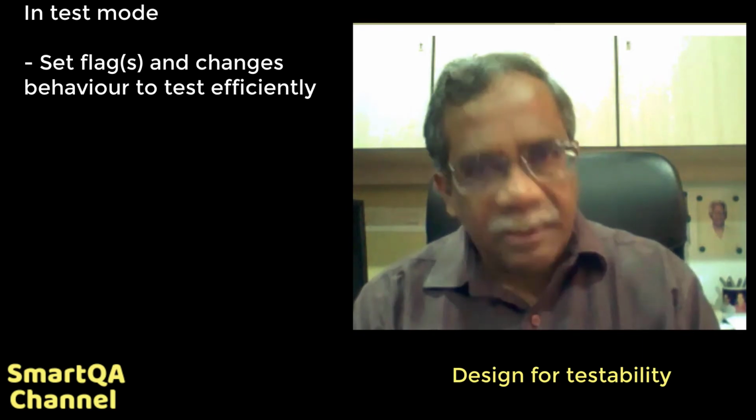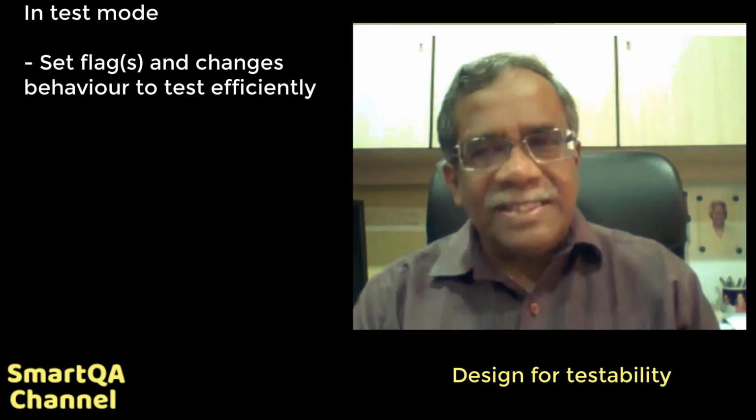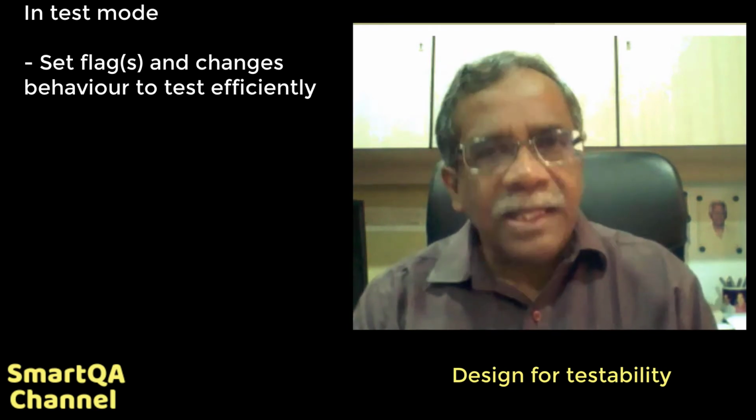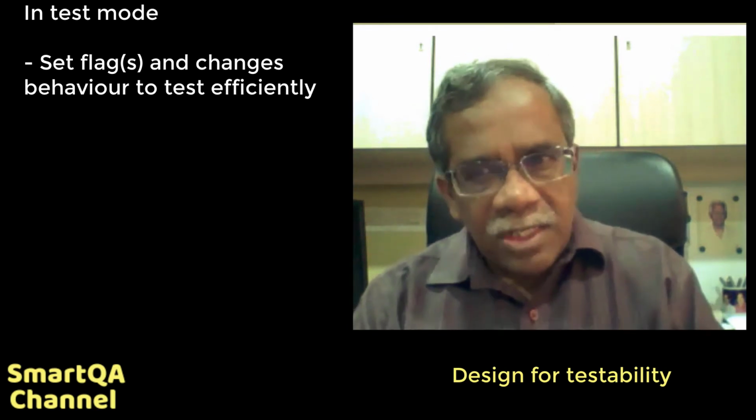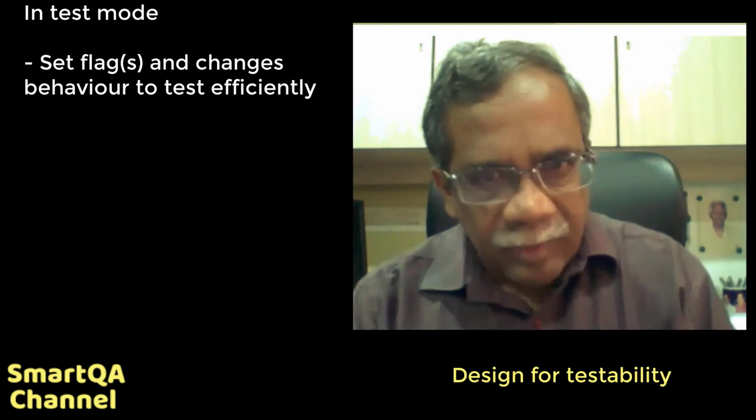That's just an example of how you can make the product behave differently for testability, so that it will be a lot more efficient to do that. That is the one thing.